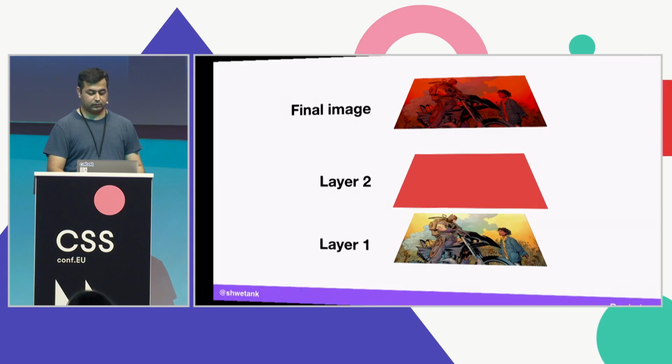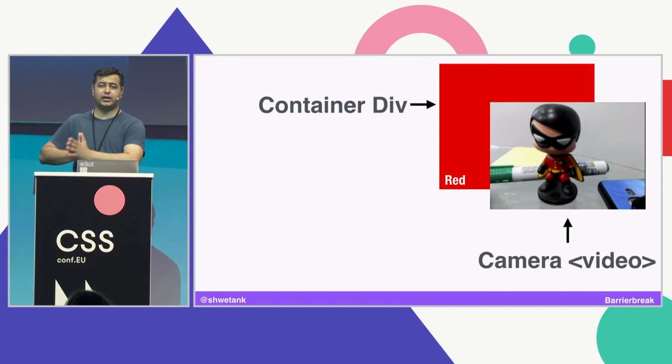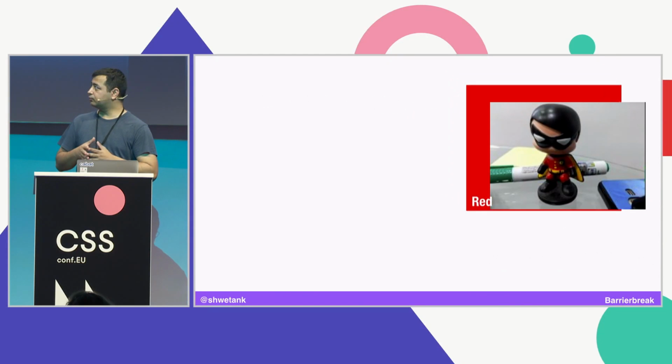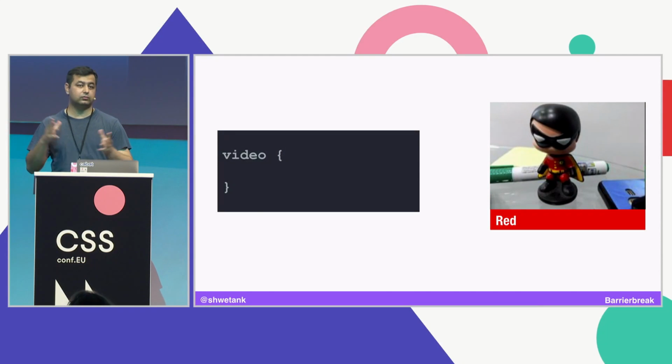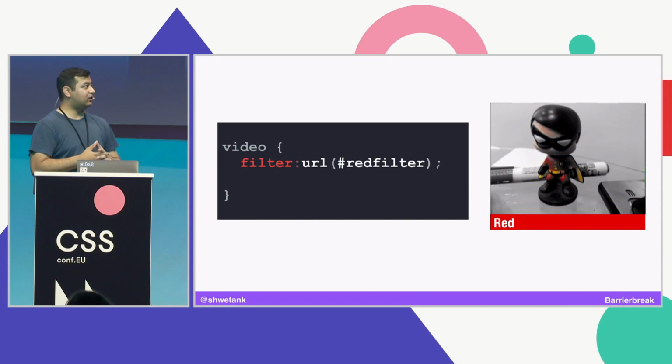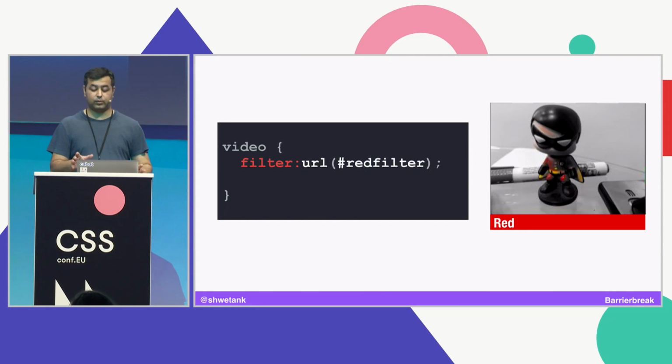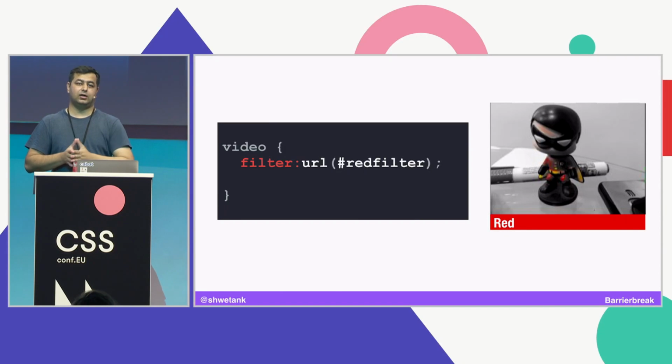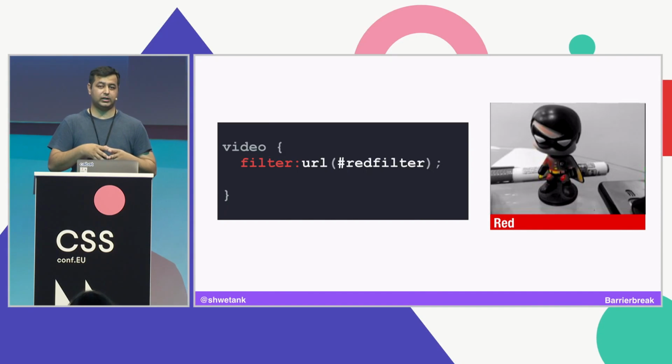So let's come back to our example. Over here, we have a container div, which is red in color. Inside this, we have the video, which is running. Right now, we haven't really applied any effect, so it's just the normal colors. The moment we apply a SVG filter that we talked about, everything is grayscale apart from the red stuff. Then we'll apply a blend mode. In this case, what we're doing is applying a hue blend mode. This works in the HSL space.